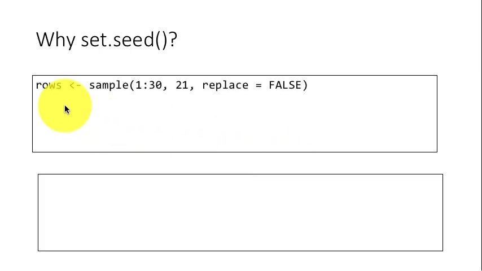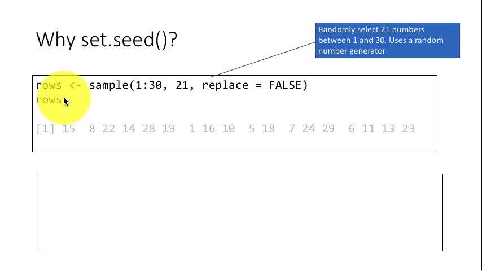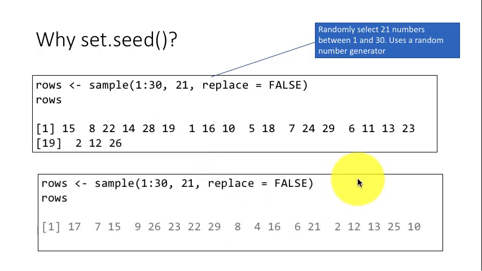Now let's do this. I'm going back to our original sample stuff. Sample 1 to 30, 21, replace equals false. In other words, from the vector containing the numbers 1 to 30, select 21 numbers randomly. Now if you print rows, these are the 21 random numbers it selected between 1 and 30. Now let's do the same thing again. Well, it came out with a different set of 21 numbers, right? We said select 21 numbers randomly from a vector consisting of 1, 2, 3 up to 30. First time it came up with this. Next time it came up with this. This is different. That's what you expect because you said select randomly.